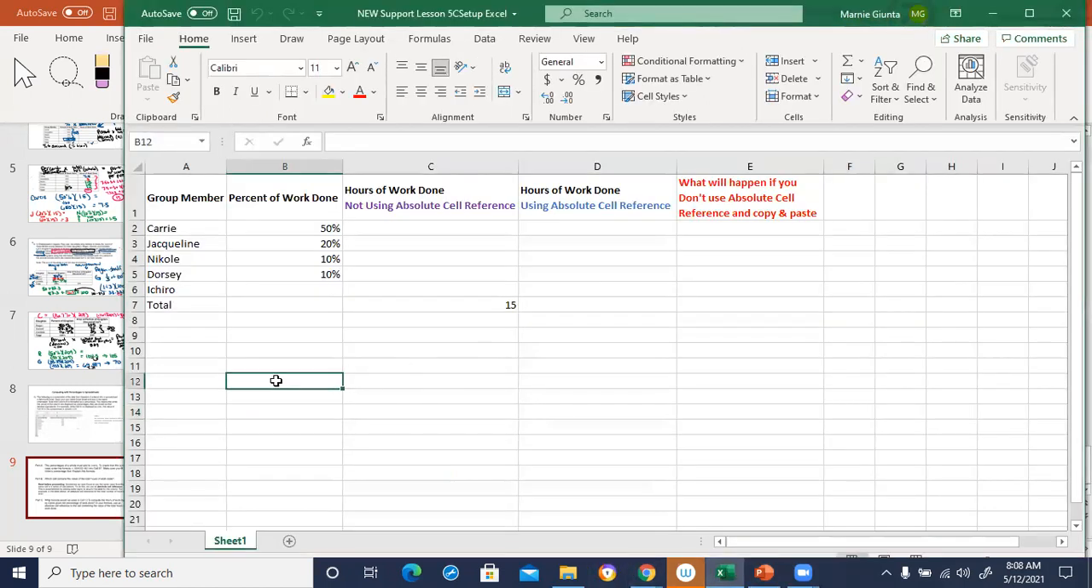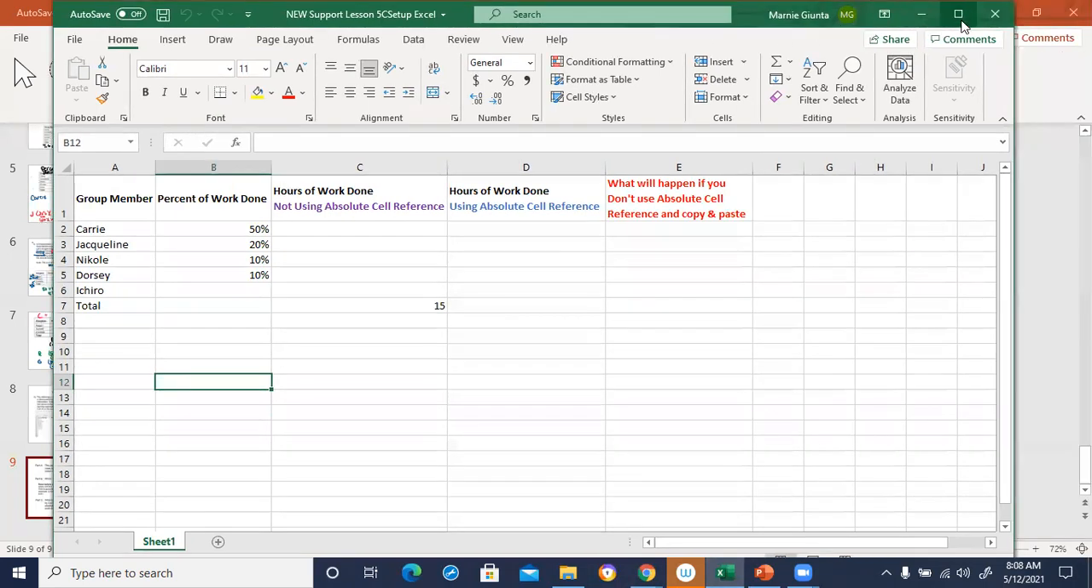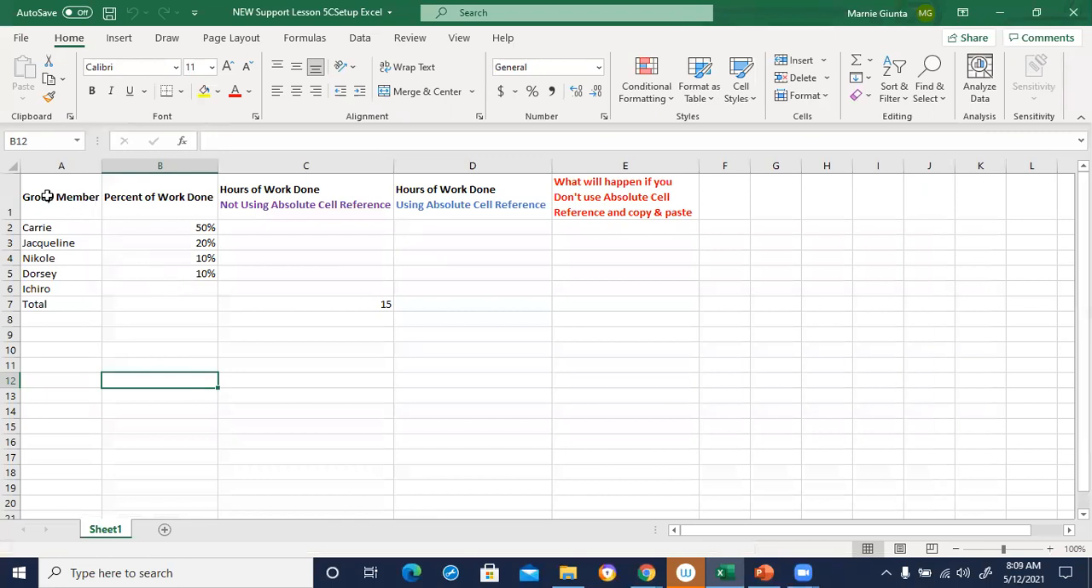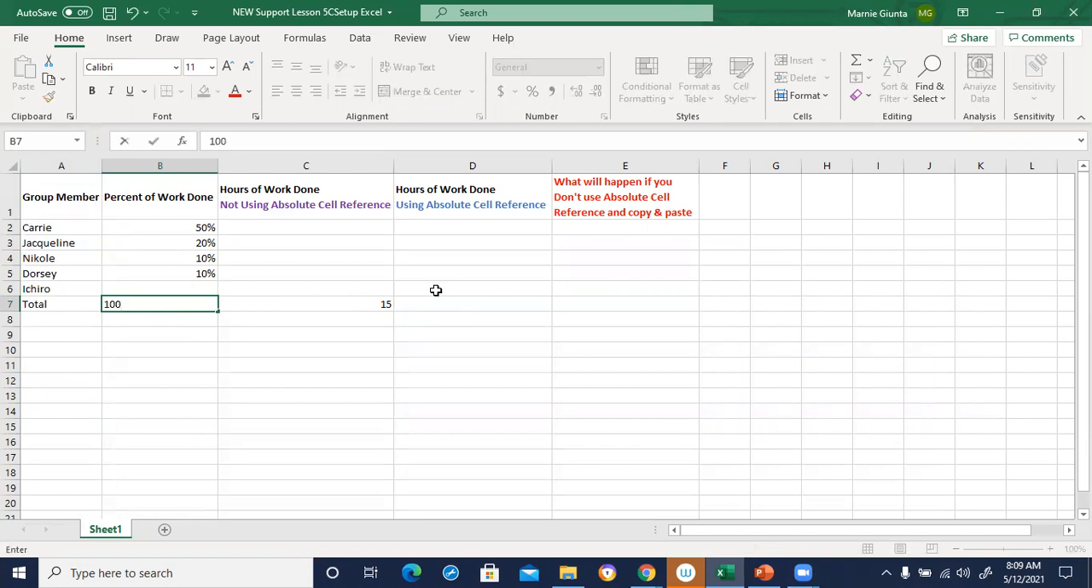Okay, so all we did was take the question that we had from lesson 2, and I typed it all in. So you just type in group member, Carrie. I put in 50%. Now we know the total percent here must add up to 100. I can key in 100%, but instead of me keying 100%, I'm going to type in a formula.